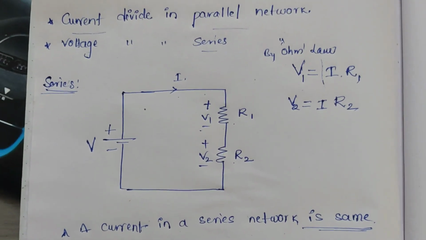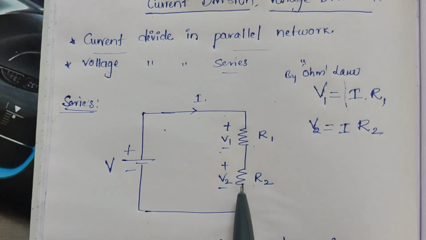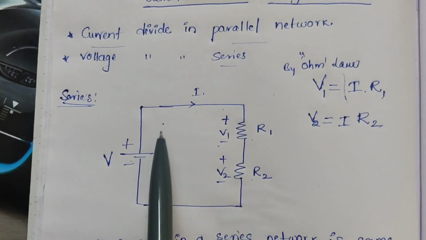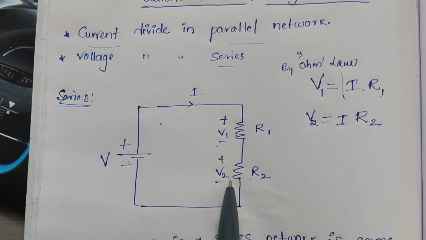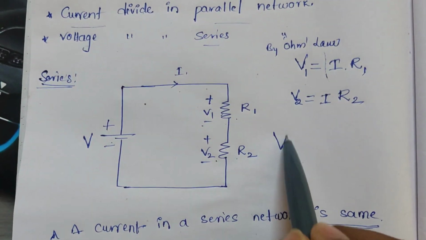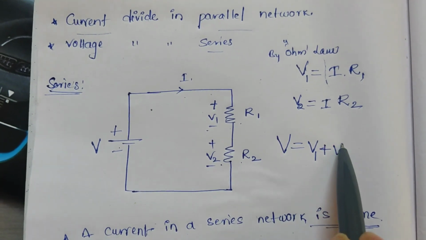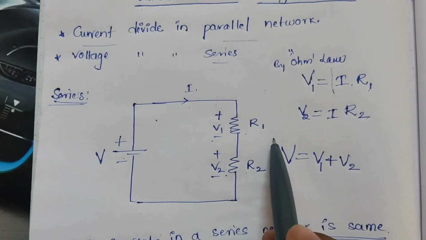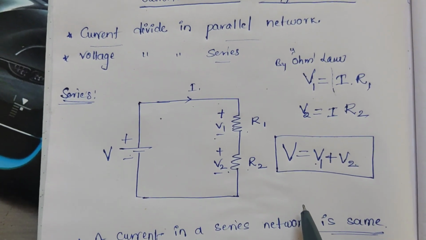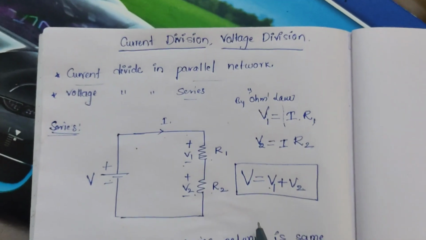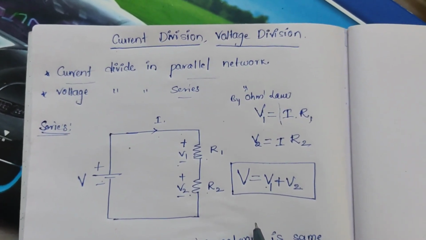So what is the voltage division rule? Voltage will be divided in a series network. The source voltage V is dividing here into V1 and V2. So the source voltage V is the sum of the voltages V1 plus V2. The source voltage, capital V, is divided into V1 and V2. This is nothing but voltage division. The voltage will be divided in a series network.